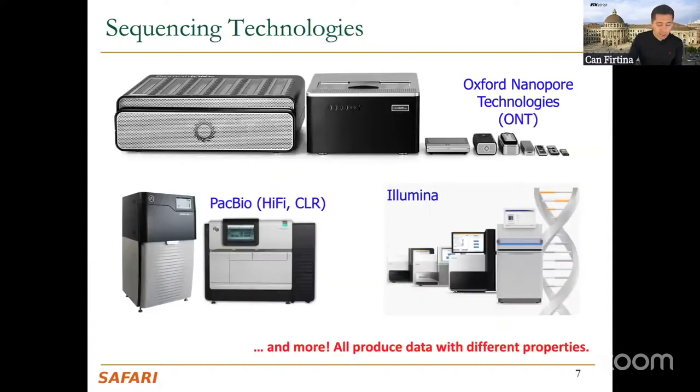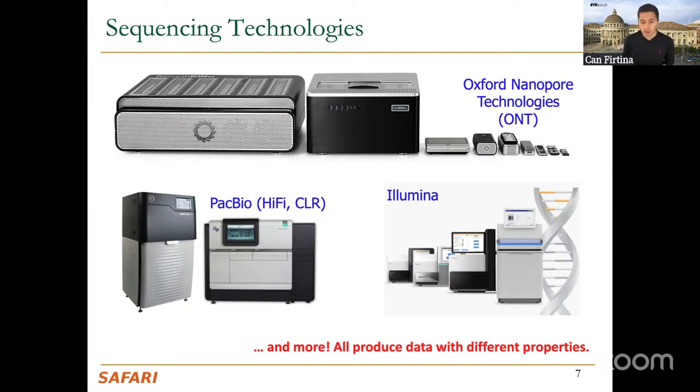There are many sequencing technologies that are utilized by the companies. For example, Oxford Nanopore Technologies utilizes the nanopore sequencing technology. PacBio uses single molecule real-time type of sequencing, or SMRT. Illumina mainly utilizes sequencing by synthesis technology.